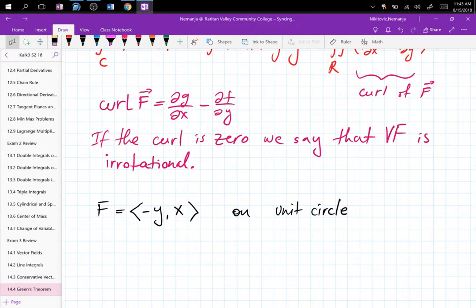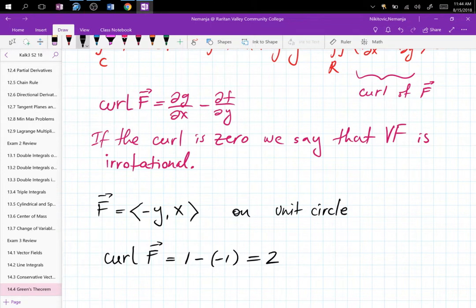So now that we have this problem, I am going to say that we can calculate the curl, and once we calculate the curl, we plug that into the integral, and we are done. So first we calculate the curl of F, right? Our vector field. Curl of F would be the partial derivatives. So I have the partial of G with respect to x is going to be 1, and then a minus, and then the partial of F with respect to y is going to be negative 1. So curl of F is 2.